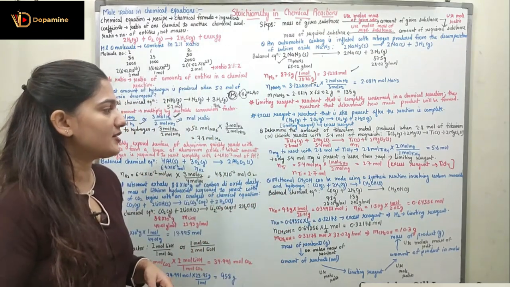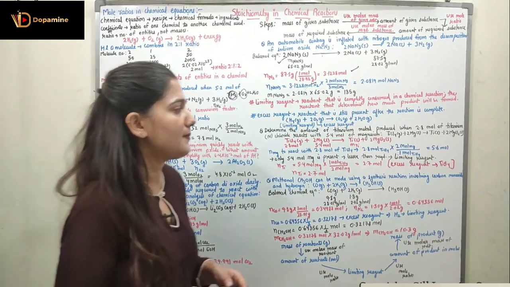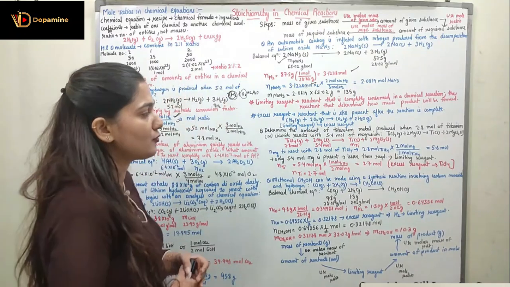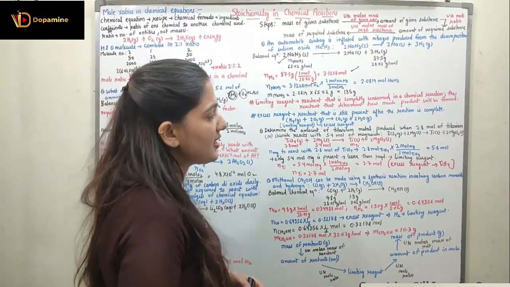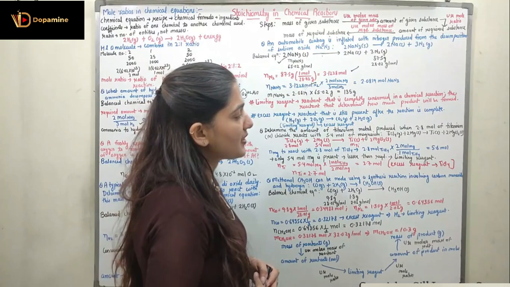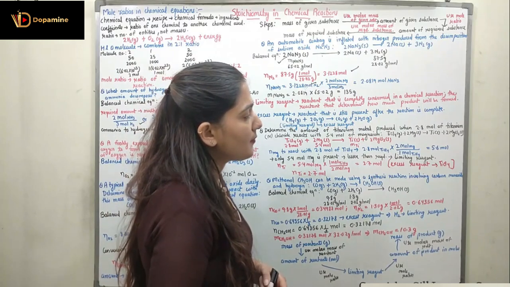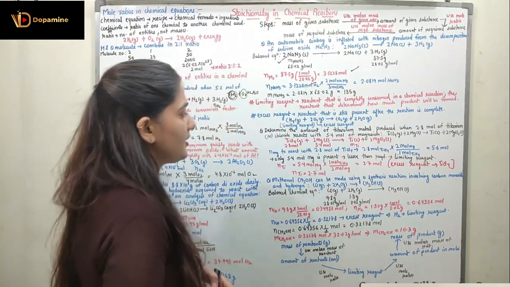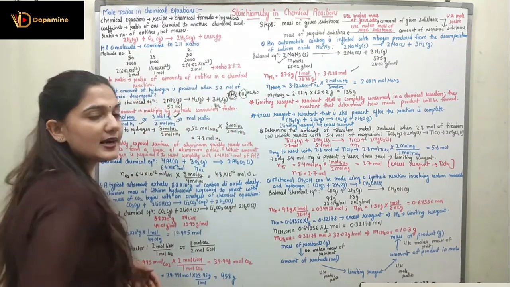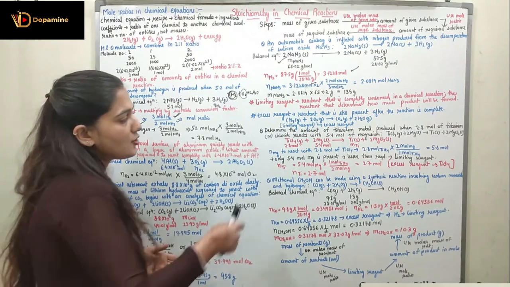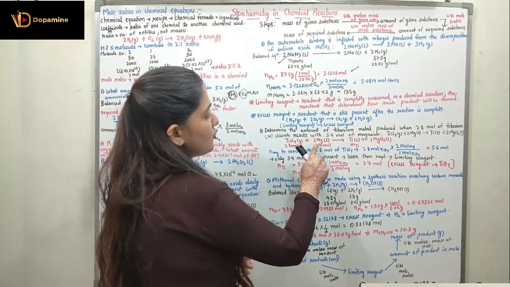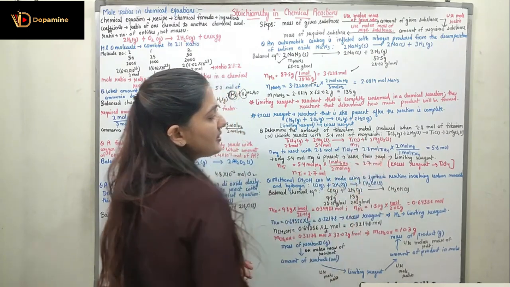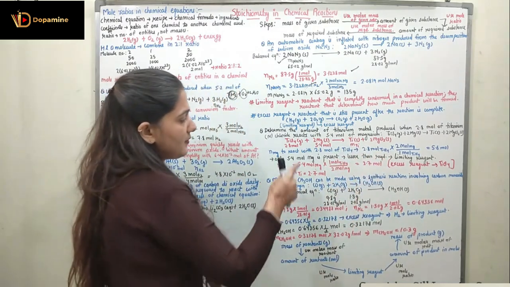Coming to the next question, which states: determine the amount of titanium metal produced when 2.8 mole of titanium 4 chloride reacts with 5.4 mole of magnesium. So the reaction is TiCl4 in the gaseous form plus 2 Mg in the liquid form gives titanium in the solid state plus 2 MgCl2 in the liquid state. This is a balanced chemical equation.